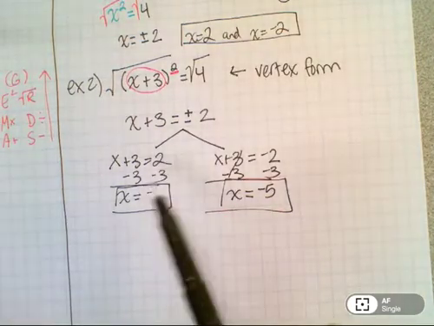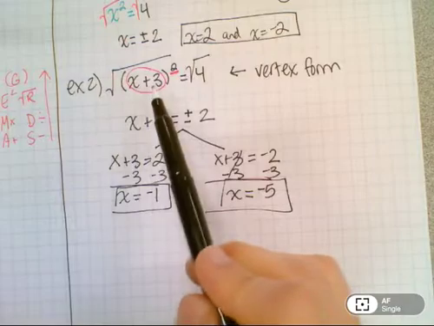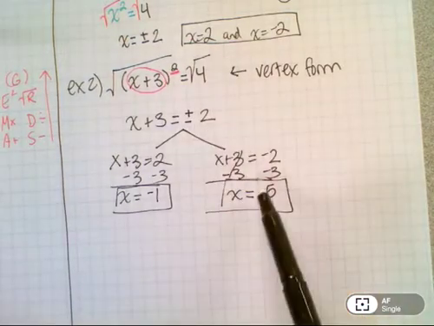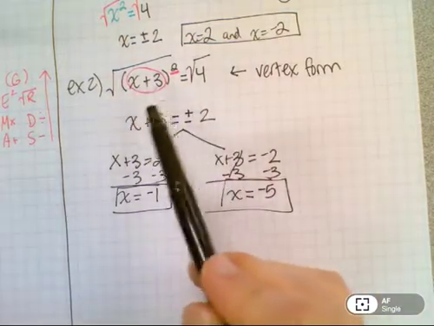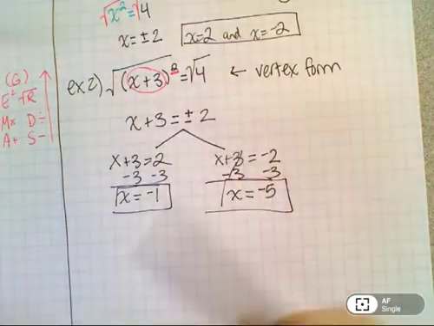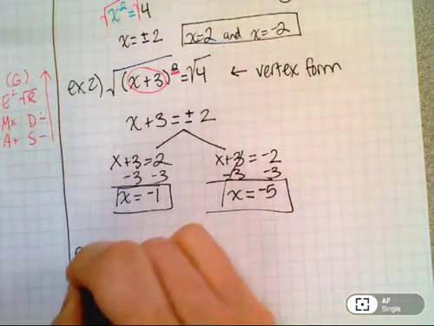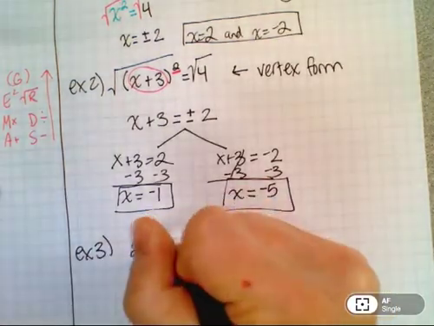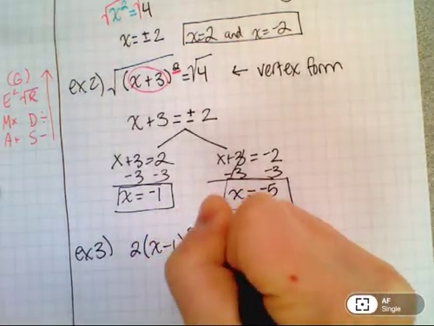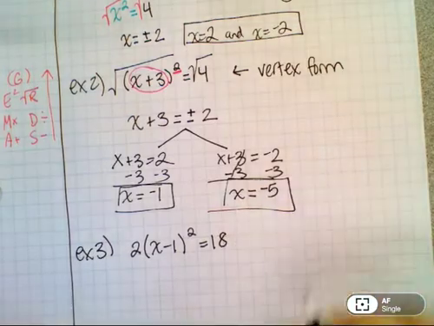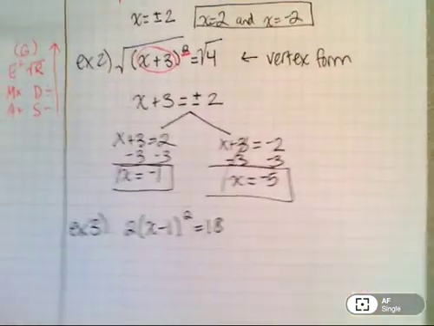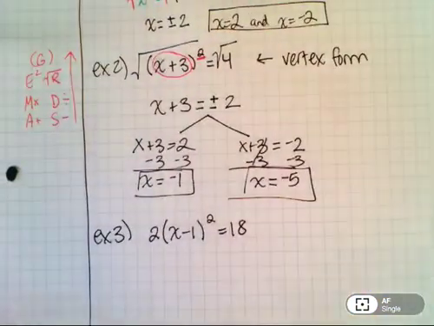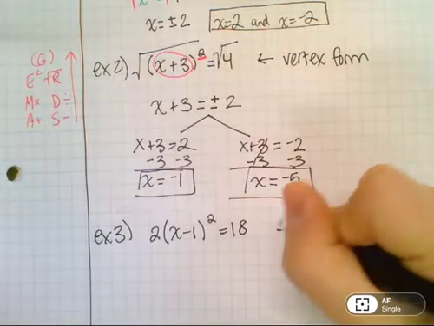And this makes sense because negative 1 plus 3 is 2. 2 squared is 4. Negative 5 plus 3 is negative 2, and negative 2 squared is 4. We're just going to do two more examples. 2 times the quantity x minus 1 squared equals 18. So here, vertex form.